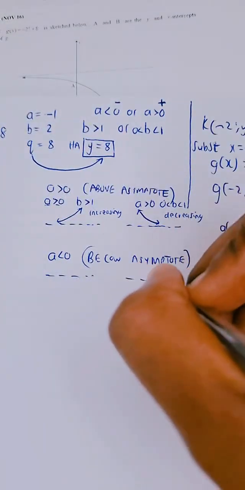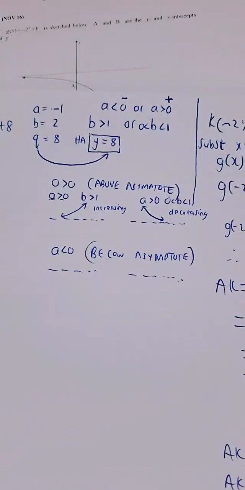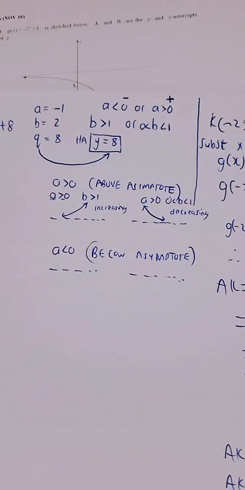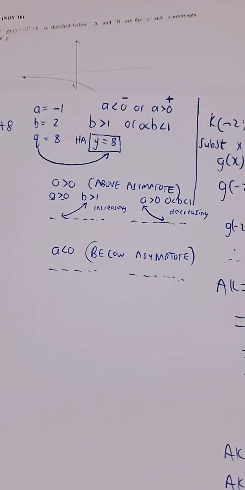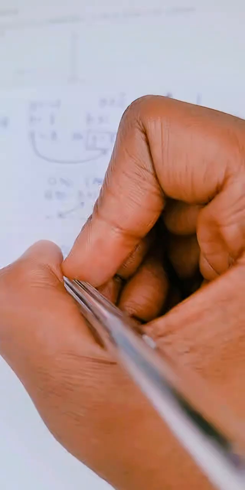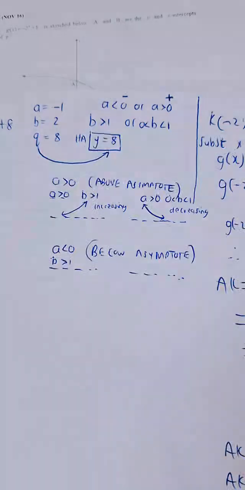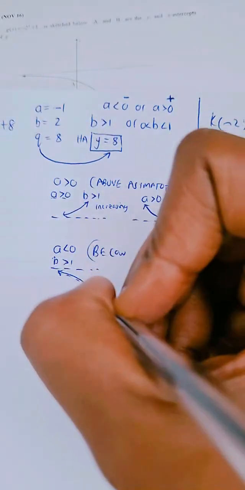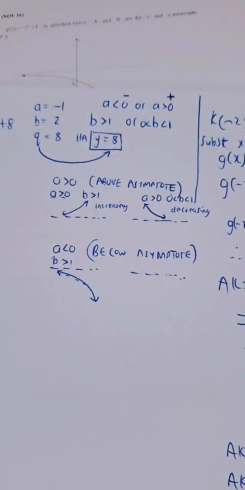Okay, then we have a less than 0. When a is less than 0, what are we always expecting? We're expecting the function to be found below the asymptote. Are we together? Then a less than 0 whilst b is greater than 1. We're expecting a function that is decreasing, not increasing, but one that is decreasing.